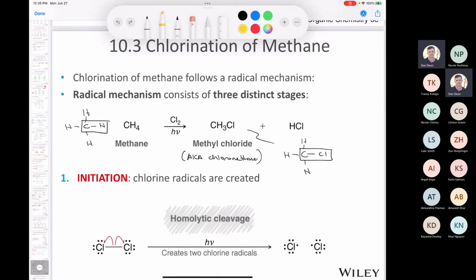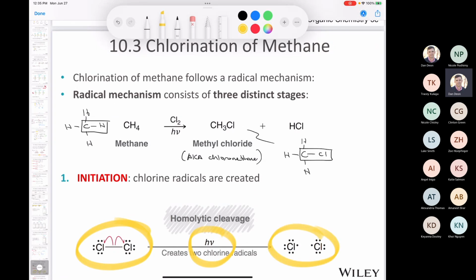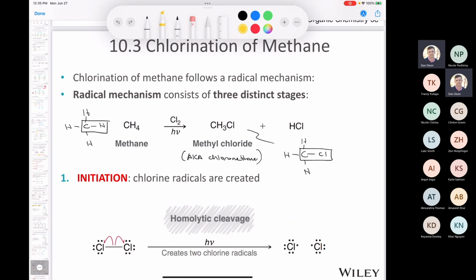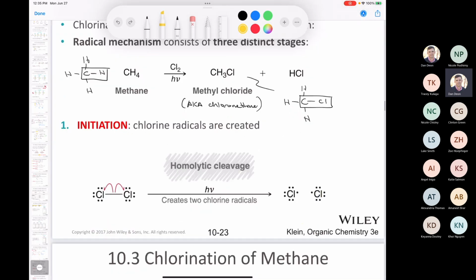Just because chlorine can be broken apart by light to make two radicals, that does not mean that every single molecule of chlorine is going to break apart to give you a pair of radicals. Some of the chlorine will break apart to give you some radicals, but not all of it. So you're going to have both chlorine radicals and Cl2 in your reaction mixture.